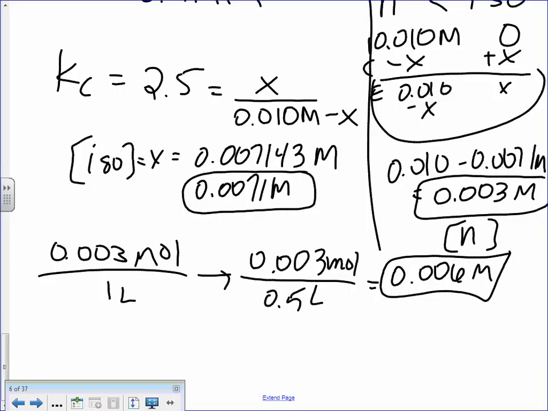So basically, if it's the same reaction, the temperature is the same, the K is the same, correct? Well, the only way the K is going to remain the same is if the ratio of products to reactants is the same. So that's why the ratio has to stay the same. If I'm starting off with 0.01 mole, it's going to equilibrate to the same value. So the values are the same. 0.0071 molar iso and 0.003 molar N-butane.